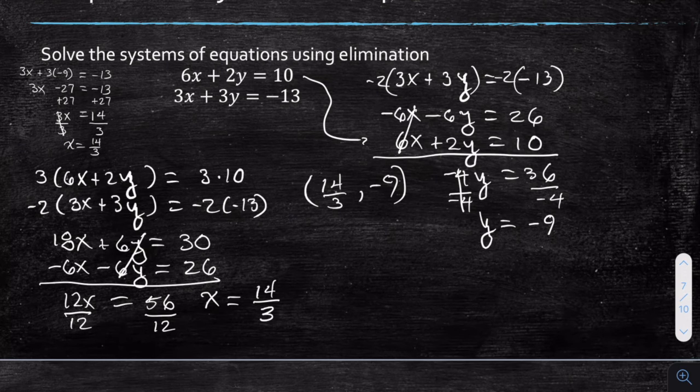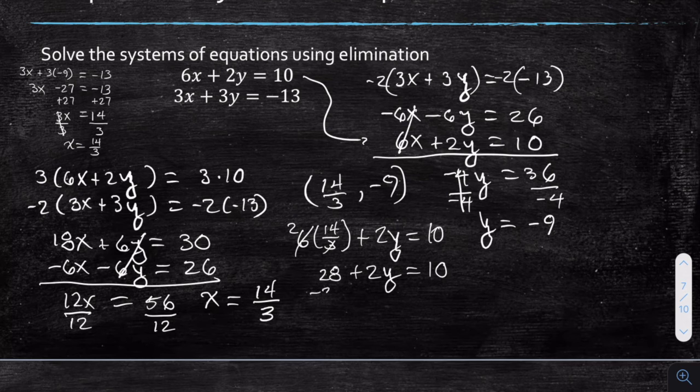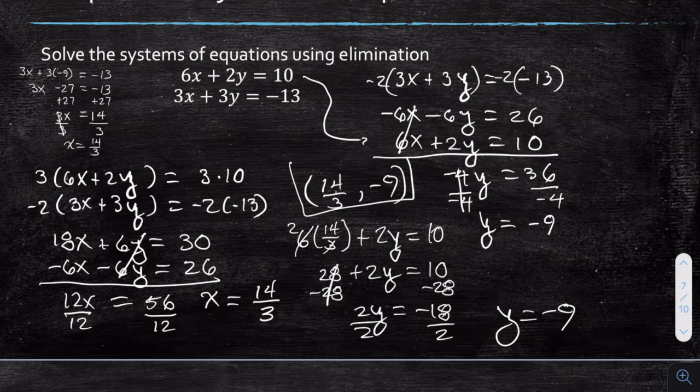And if I use 14 over 3 and I stick it back into one of the problems, like I'll do 6 times 14 over 3 plus 2y, I get 10. So 6 cancels 3 and becomes 2. 2 times 14 is 28. Plus 2y is equal to 10. So I'm going to subtract 28, and I get 2y by itself, because 28 minus 28 is 0, is equal to negative 18. And if I divide by 2, I get y equals negative 9, which is what we knew because that's the point that we had gotten before. And that's example 5. Solving a system of equations using elimination.